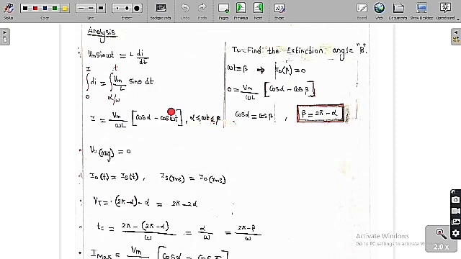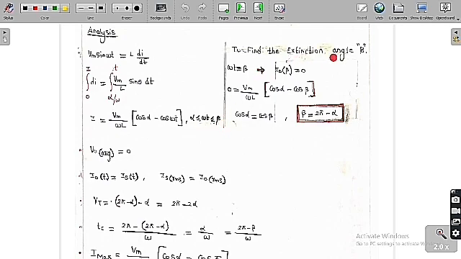So we can say that here the integration for t is from alpha by omega to t, and I goes from 0 to I of t. From this we are going to get the expression Vm by omega L into cos alpha minus cos omega t, where omega t lies between alpha and beta, where beta is equal to 2 pi minus alpha.